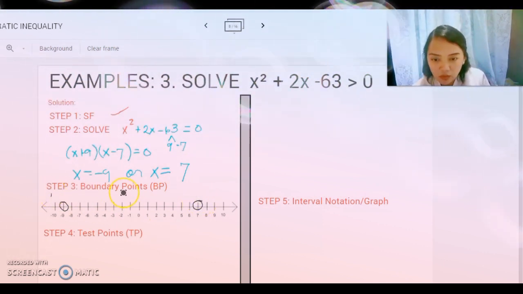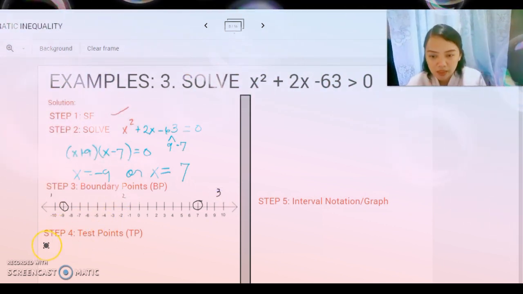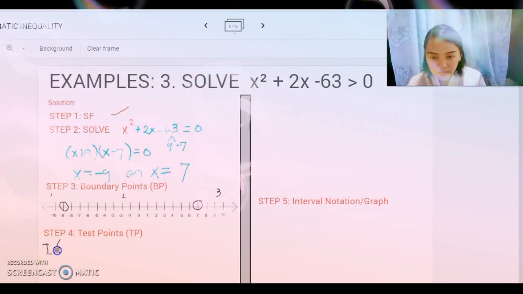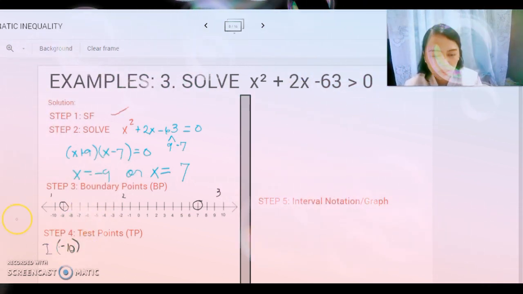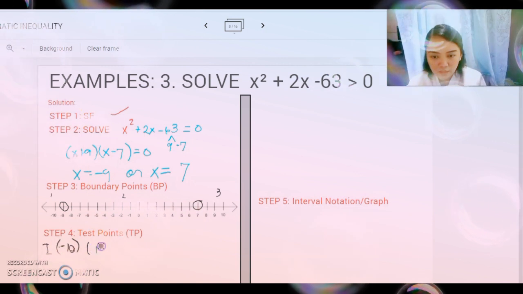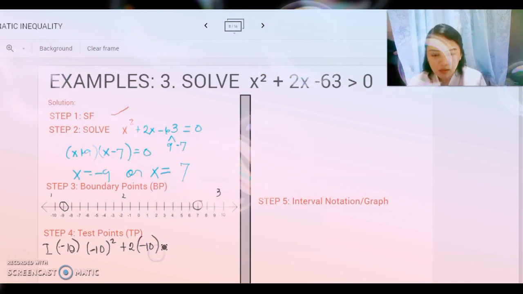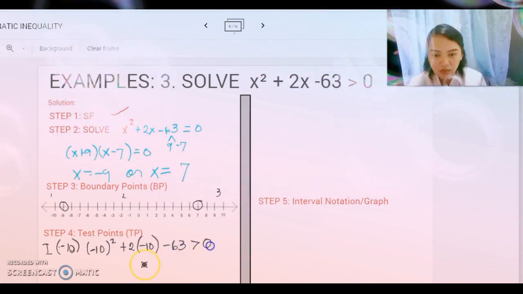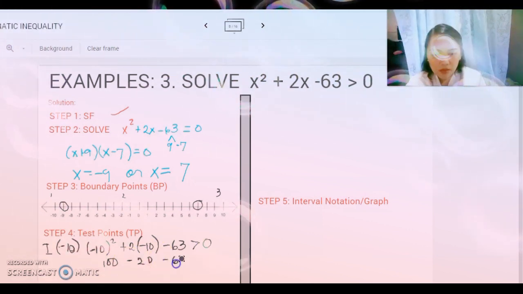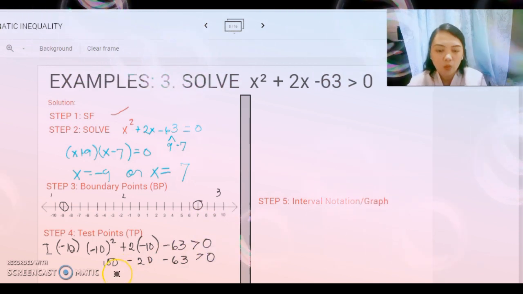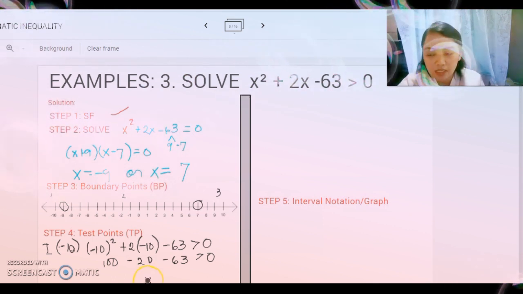So, we have 3 regions. Ito yung 1, 2, 3. Okay, asan kaya ito yung solution? So, gagamit tayo ng test points. Para sa region 1, ang gagamitin natin, ito na yung negative 10. Okay, so yung negative 10, isa-substitute natin dito sa original na inequality. So, we have negative 10 squared plus 2 times negative 10 minus 63 is greater than 0. Negative 10 squared is 100. Ito, negative 20, tama? Minus 63 is greater than 0. 100 minus 20 is positive 80. 80 minus 63. What is the answer?